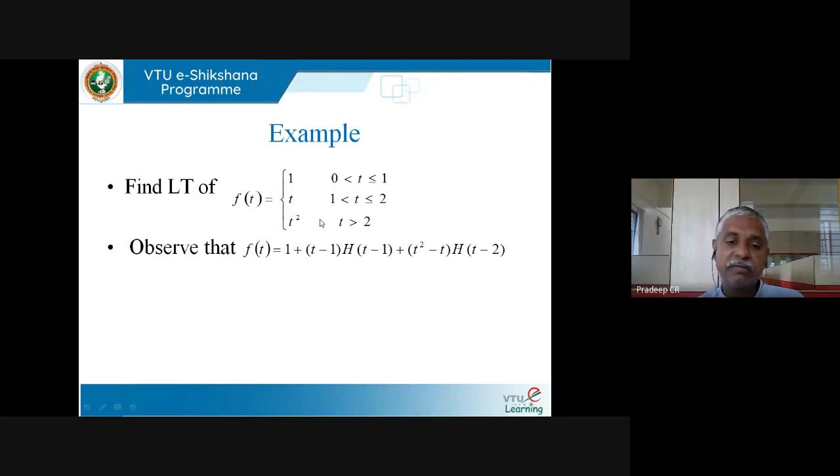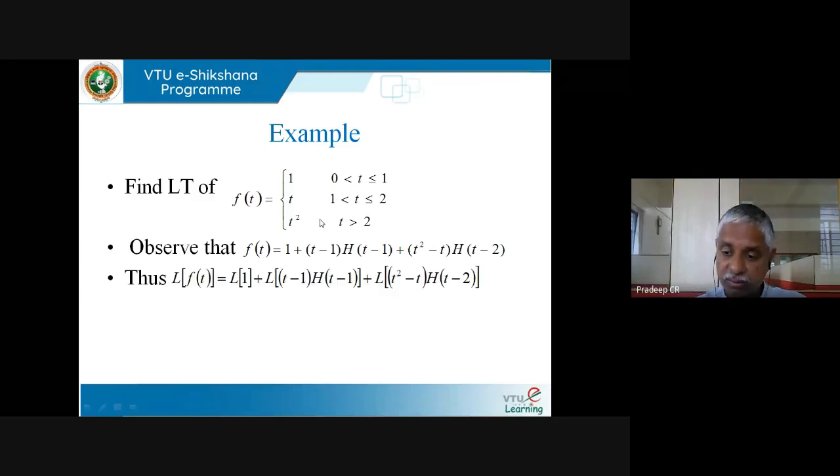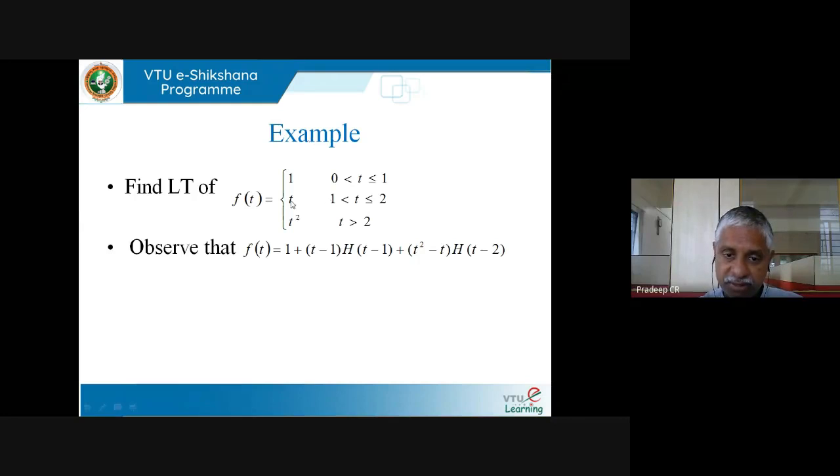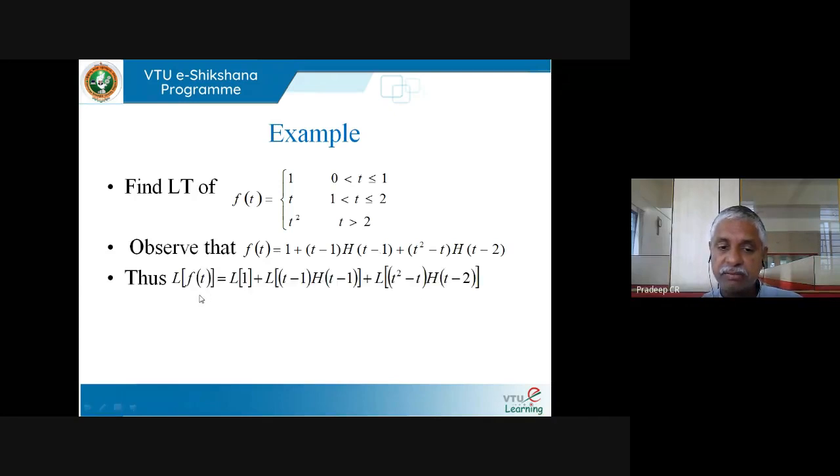So for this, how to find the Laplace transform? You understand this function in 3 pieces, and I can write it in one form. That is the advantage of the Laplace Heaviside function. So now if I want to find the Laplace of this, I write the expression, use linearity: Laplace of 1 plus Laplace of this plus Laplace of this.